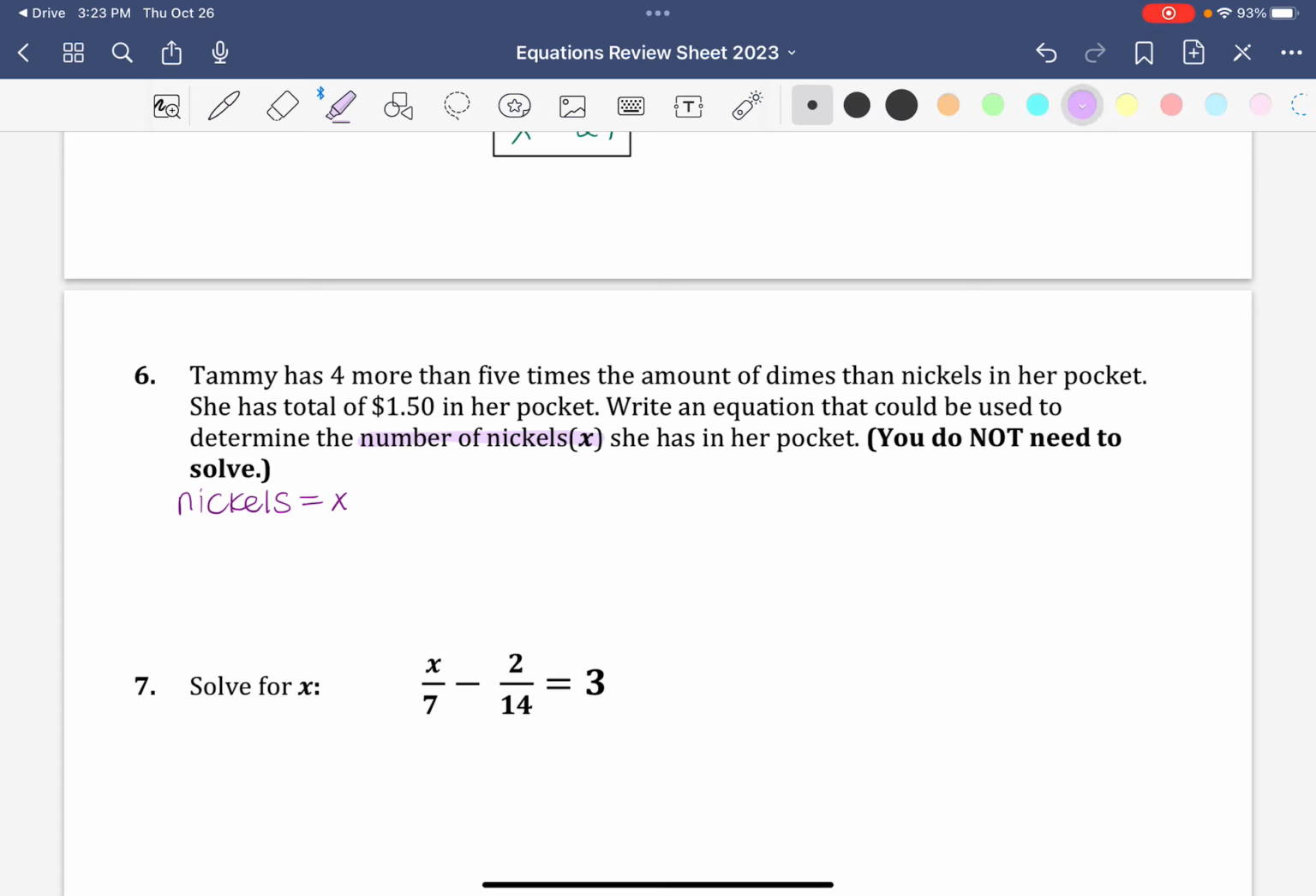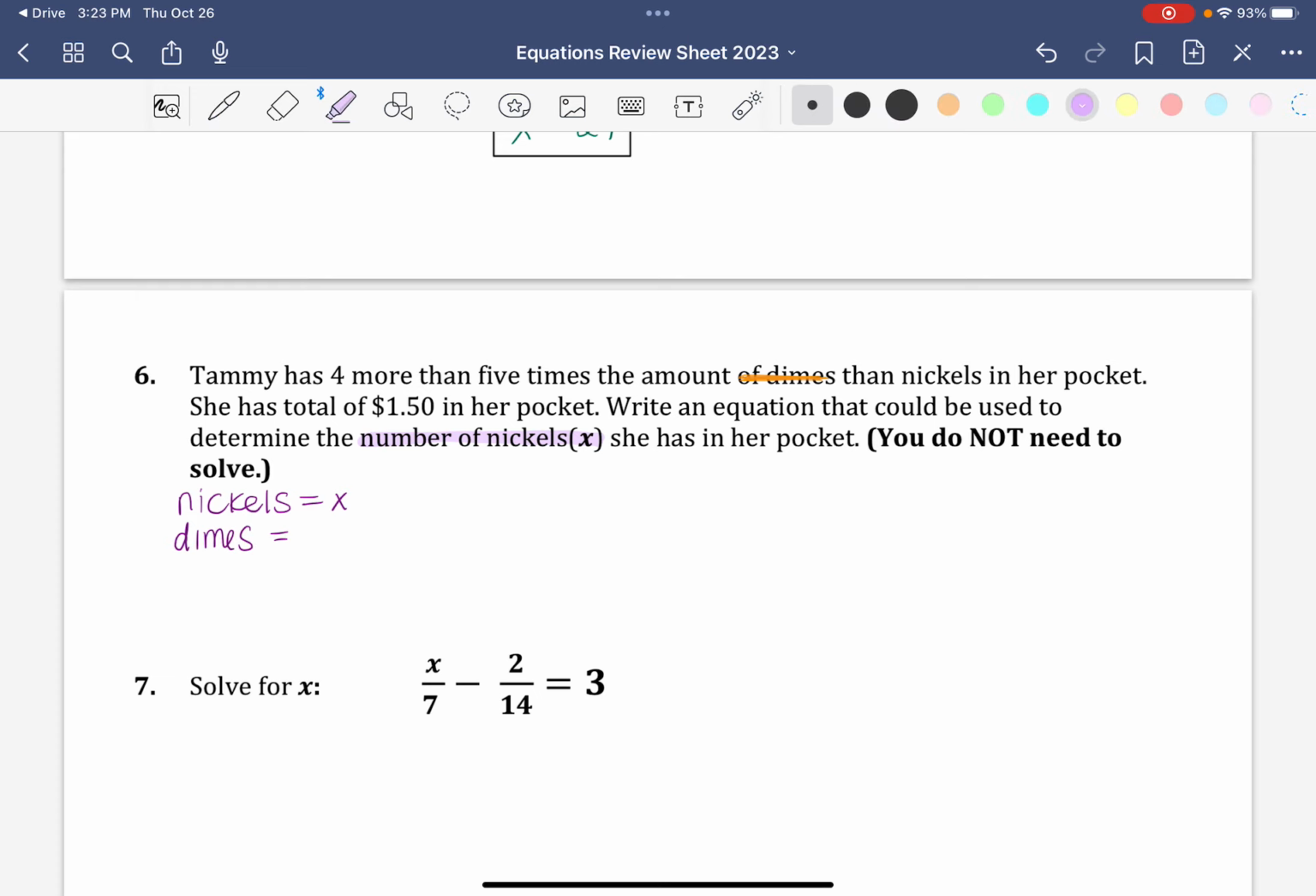All right, so now let's go back to that first sentence. 4 more than 5 times the amount of dimes than nickels. I feel like one of the things that makes this a little bit confusing is seeing the of dimes then nickels next to each other. Don't worry about of dimes. They're just talking about the number of dimes that she has. We're comparing it to the number of nickels because it's 4 more than 5 times the amount of nickels. So dimes is going to equal.